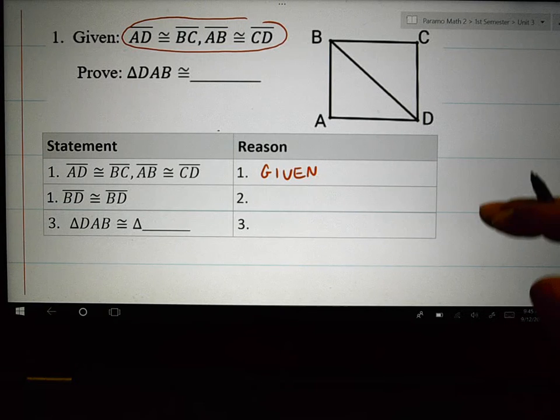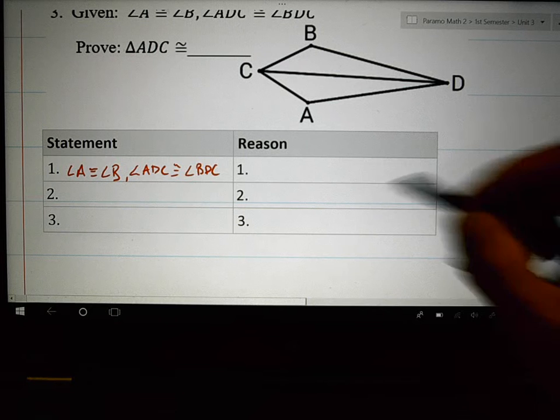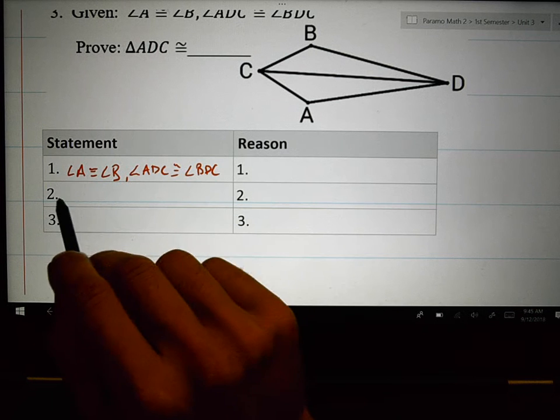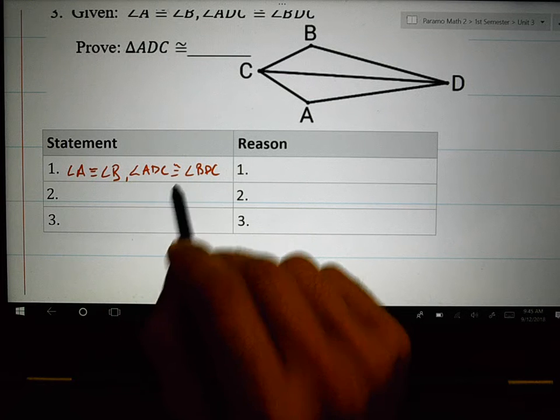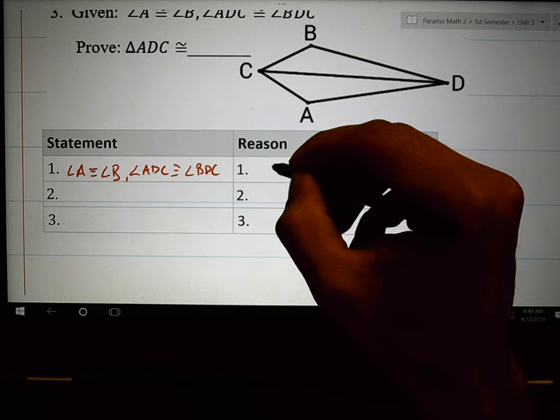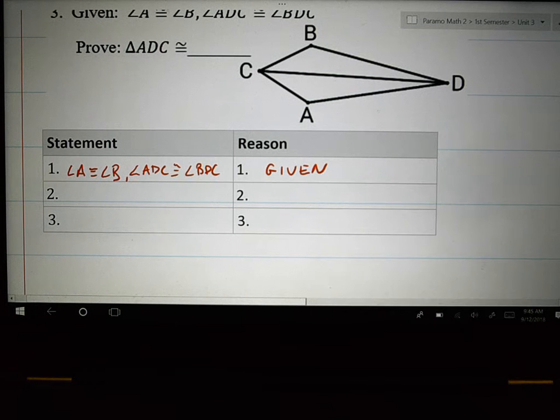Which means if I jump now to number 3, I bet you know what the reason is that we know angle A is congruent to angle B and angle ADC is congruent to angle BDC. What's the reason? You actually write that out. That's it. Those are your first 2 steps.